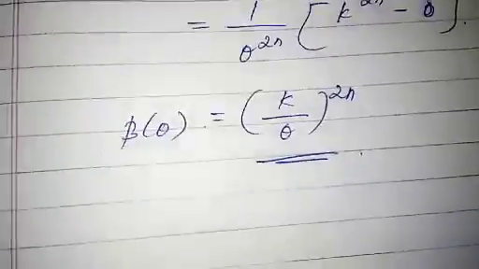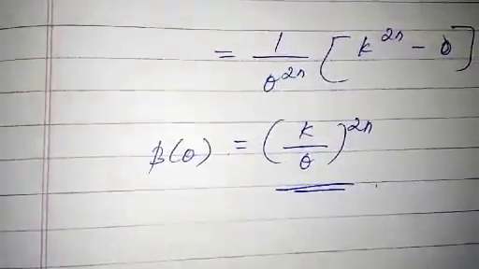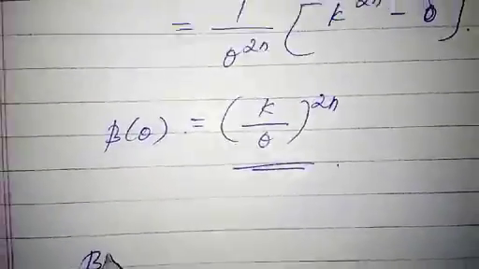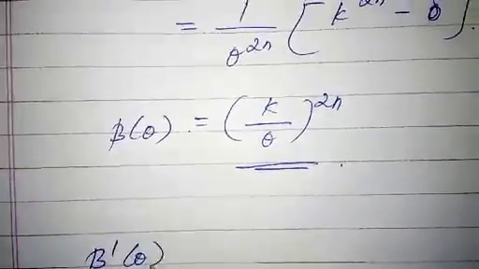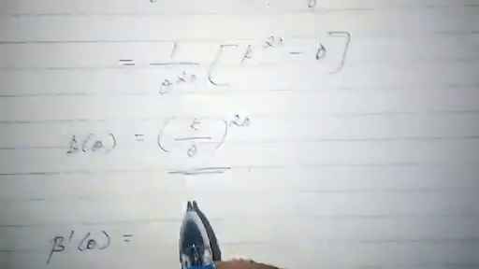So we have to find out whether beta of theta is an increasing function or a decreasing function of theta, right? For that we have to differentiate beta of theta, that is beta dash of theta equal to, what is the differentiation of this term?